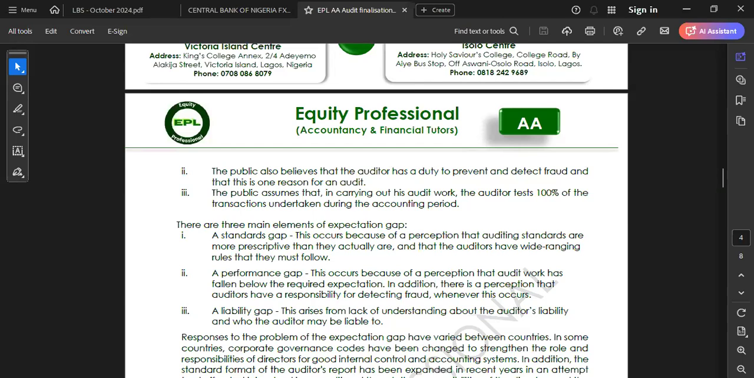Then the last one is what we call liability gap. Some people believe that the auditor is liable to them, whereas the auditor is saying, I'm not liable to you. Take, for instance, somebody who invested in a company because the person saw the audited financial statement. Ah, this company is audited by so and so. I'm going to buy their shares. And he bought the shares and the company folded up and he's now saying, I must sue the auditor. So some people are saying that this liability gap can create wrong notion about audit.